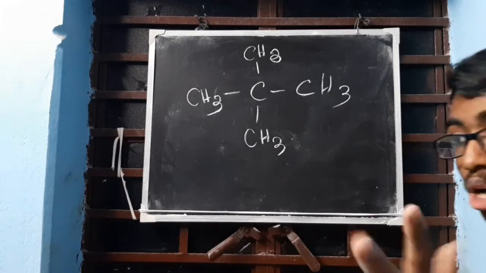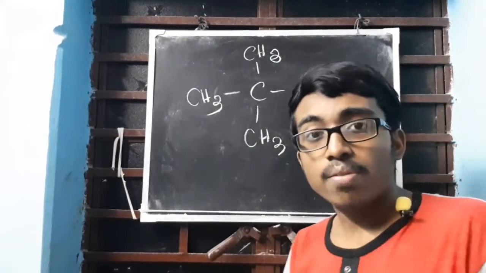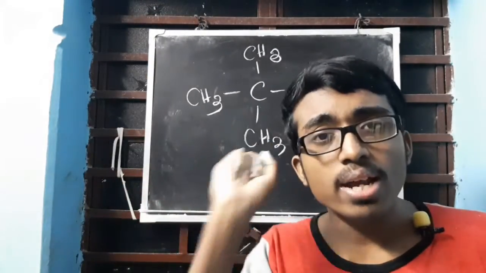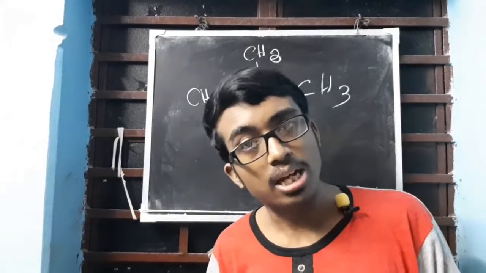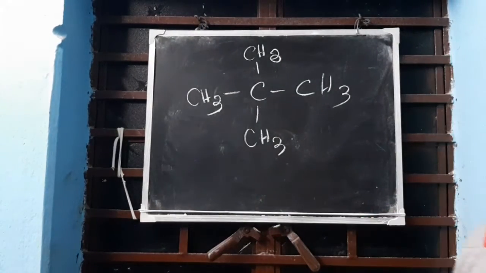But it's not always that this type of structure will be there. There can be other structures where from every corner a different number of carbon atoms is coming. So you will take wherever there is the maximum number of carbon atoms. Understood? Exceptions will arise.